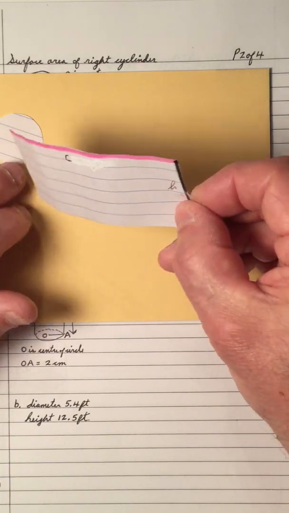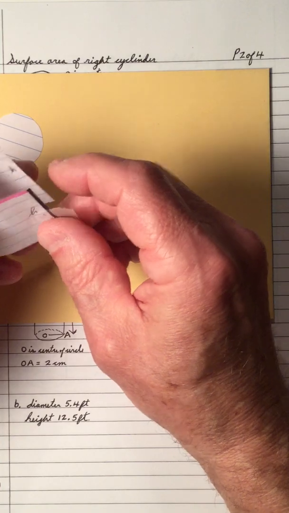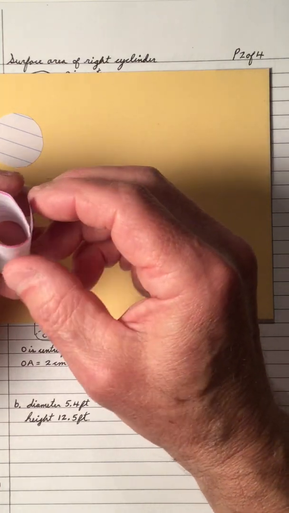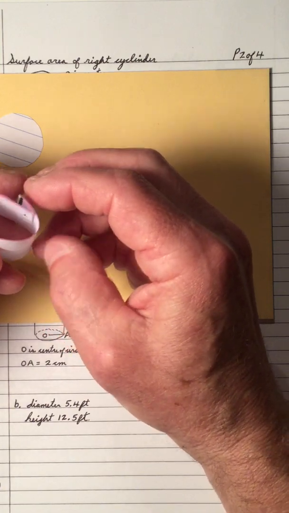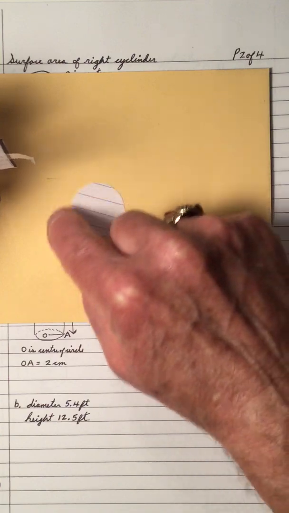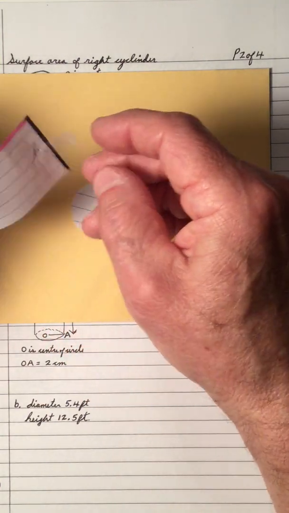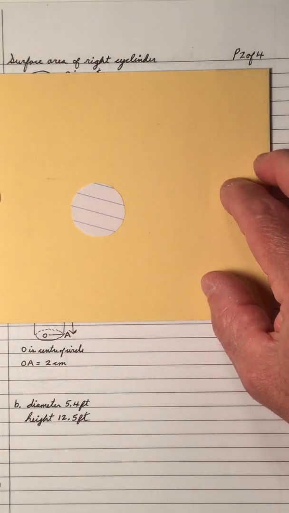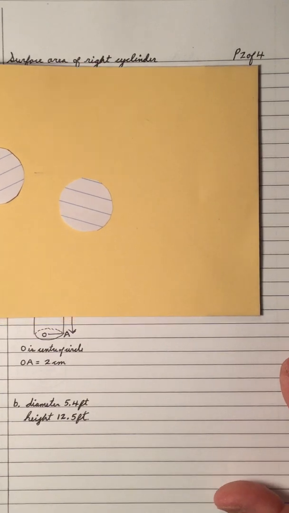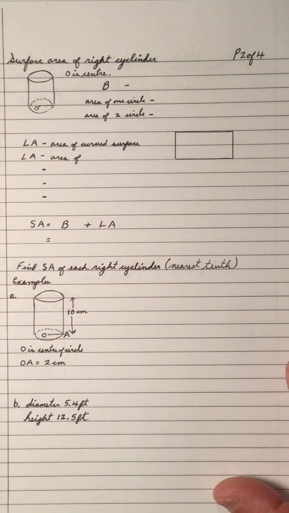So let me fold it back again and show you. If I fold it back into the shape of the side of a cylinder, as you can see, the pink is the circumference of the circle, the distance around the circle. So that's the pink, and the black is the height of the cylinder. Just a little demo, because when you find the surface area of a cylinder, we have a tendency to forget what happens, but that demo should help you.